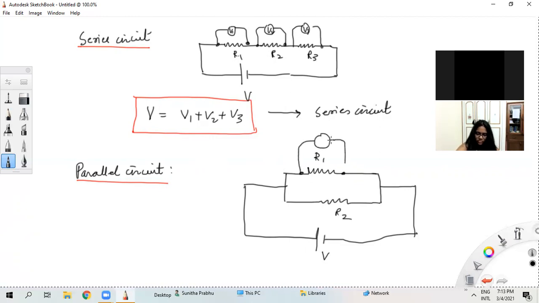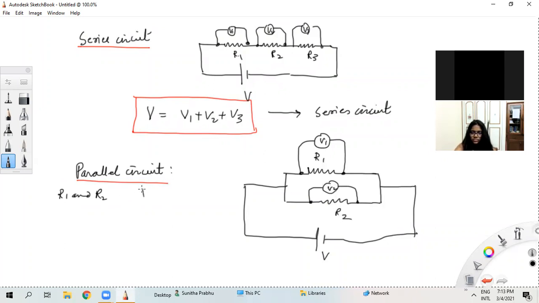across R1 and if I measure the voltage across R2, can you tell me what you expect, V1 and V2? So V will be divided equally amongst V1 and V2. That is the misconception, that it depends on the resistance. Irrespective of the values of R1 and R2, let them be whatever they are, the voltage drop across R1 and the voltage drop across R2 will be the same. That is, V1 is equal to V2 is equal to V. Hypothetically, if V is 6, then V1 and V2 will also be 6.